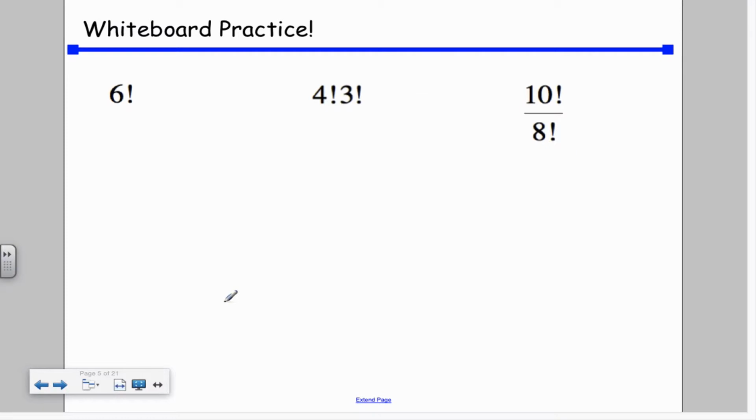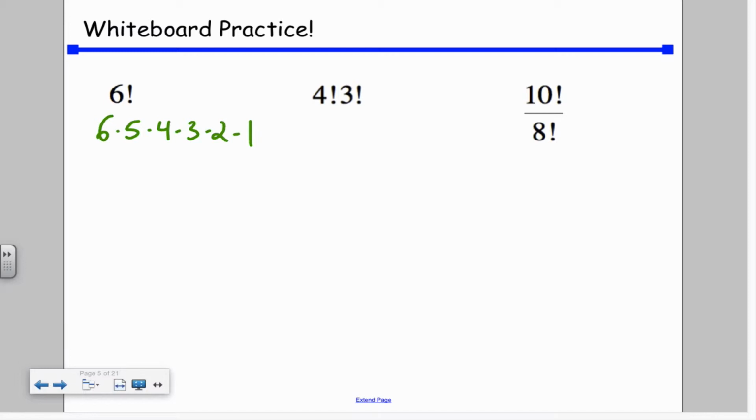So let's do a little practice with these. Let's say we have 6 factorial. Take a moment and try it. Pause the video. So we'd have 6 times 5 times 4 times 3 times 2 times 1. And we could work out what that number would be using a calculator.